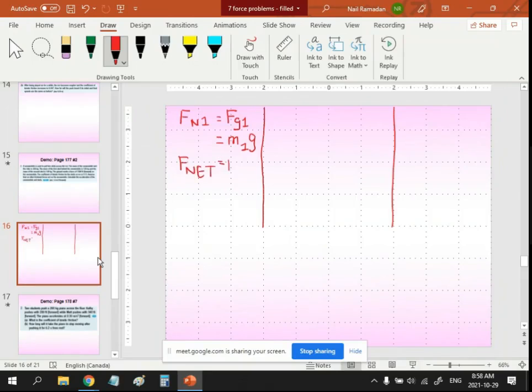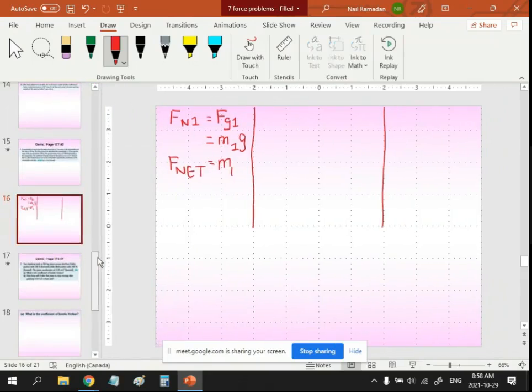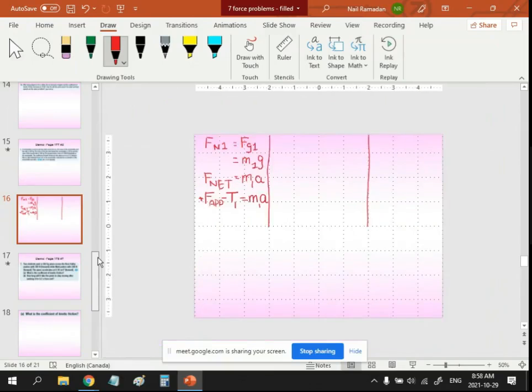equals m1g or m1a? Yes, Newton's law is ma, not mg. Ma. And what is it? Plus force applied, subtract tension 1 or tension 2? Tension 1 equals what? Equals M1A. Yes, sir.